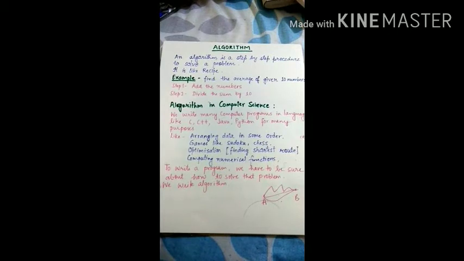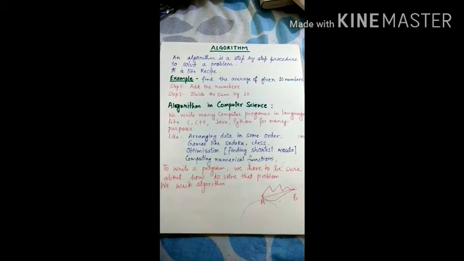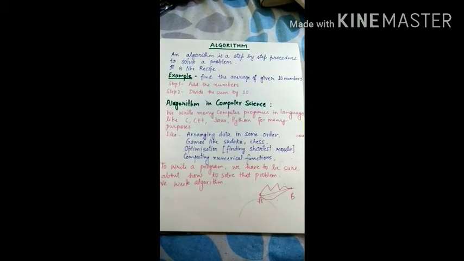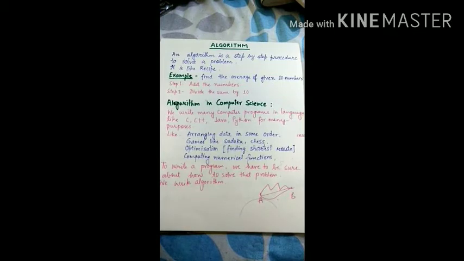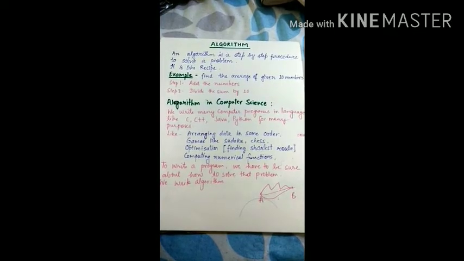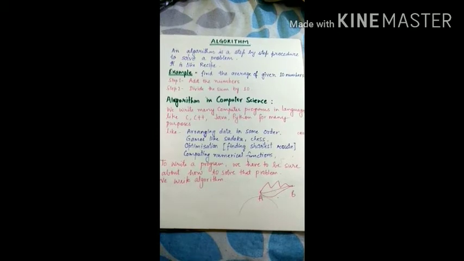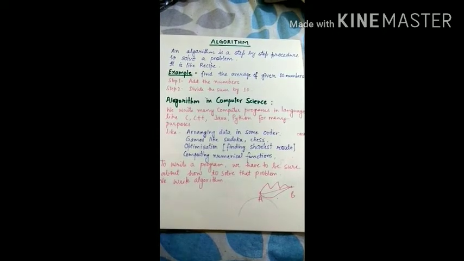For example, let us consider a numerical example. If I ask you to find the average of given 10 numbers, what would you do? You will first add all the numbers, and secondly you will divide the sum by 10, since you are finding the average of given 10 numbers. So these are the two steps which you will follow. These two steps are the algorithm to find the average of 10 numbers.